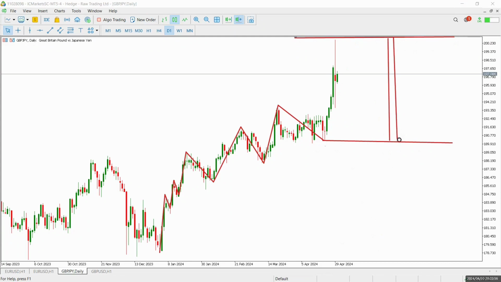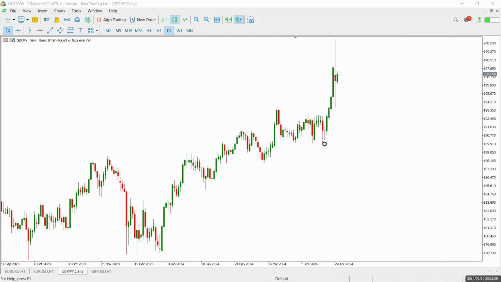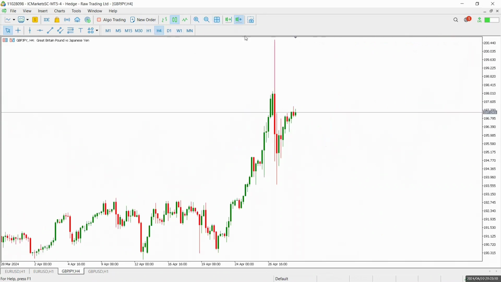So we're going to take these smaller fractals to the 4 hours time frame. So it's going to be from this low right here to this high right here. Okay, we are going to take it to the 4 hours time frame within the confines of that fractal. Okay, so let's go to the 4 hours time frame.